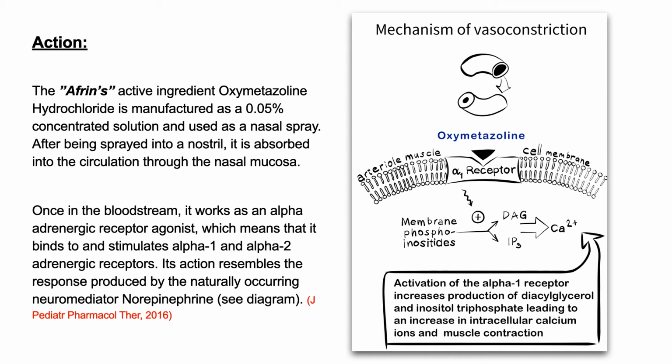We can see here a diagram of vasoconstriction. Basically, the activation of the alpha 1 receptor causes the membrane phosphoinositides to break down into diacylglycerol, DAG, and inositol triphosphate, IP3. This leads to an increase in intracellular calcium ions, Ca2+, and as a result, muscle contraction or vasoconstriction.